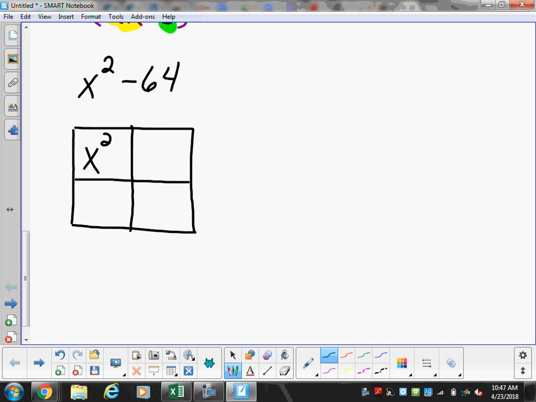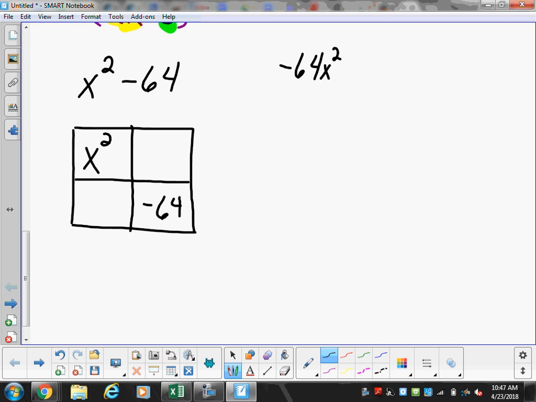Okay. Where would the negative 64 go? Or does it? That goes in that last box, because that's that c term. Okay? So then I multiply these out and I get negative 64x squared.